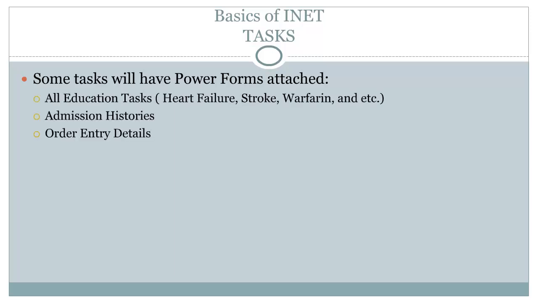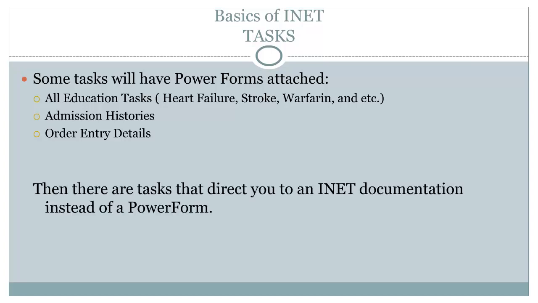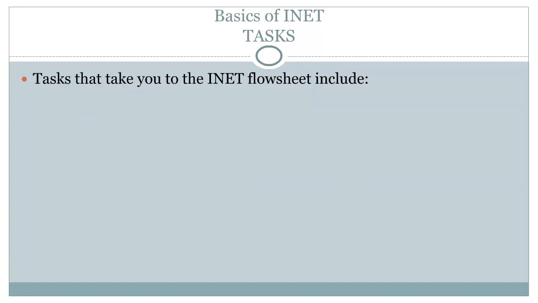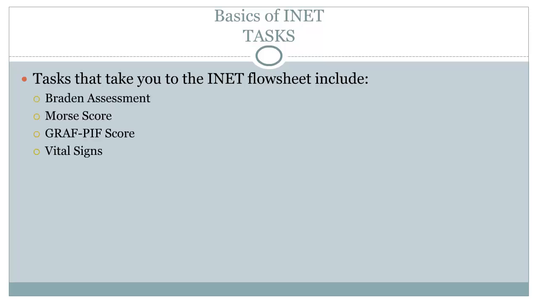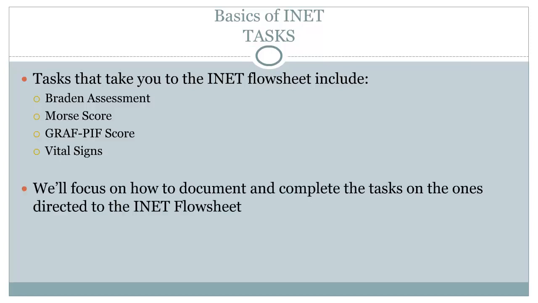Tasks with power forms include, but are not limited to, all education tasks, such as heart failure, stroke, warfarin, etc., admission histories, and order entry details. Then there are the tasks that direct you to an INET documentation instead of a power form. Tasks that take you to the INET flow sheet include these: the Braden assessment, Morse score, the graph pick score, and vital signs.